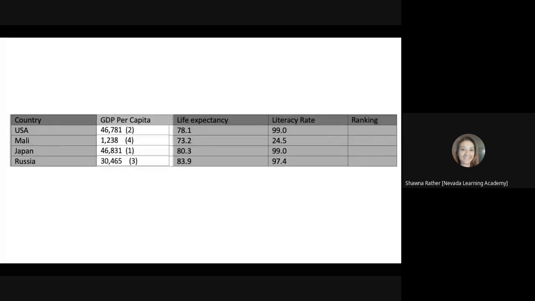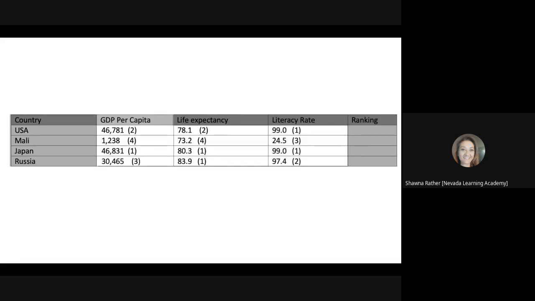Then you do the same thing for life expectancy. Find the highest and then rank them from highest to lowest, going 1, 2, 3, 4, 5. And then you do the same thing with literacy rate. Now, sometimes you'll actually have it where countries will be the exact same. They might tie, and that's okay. There's nothing wrong with that.